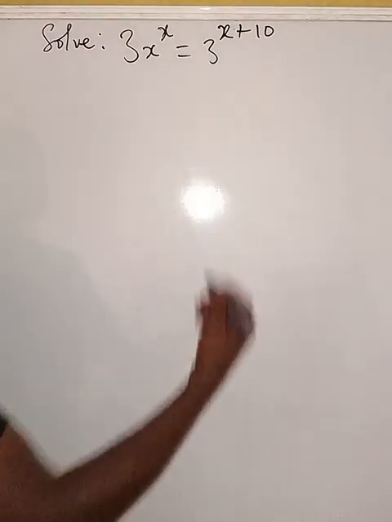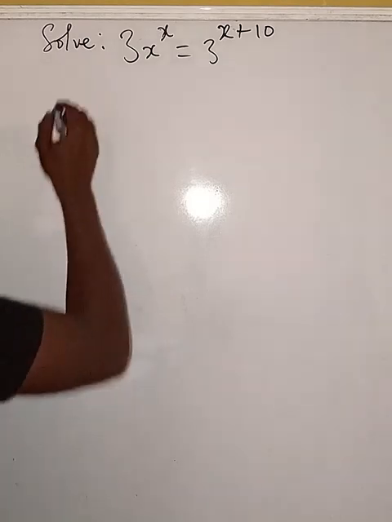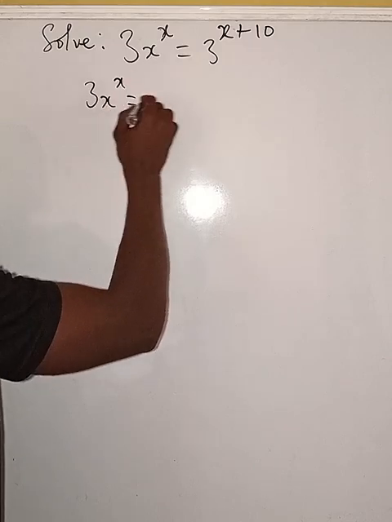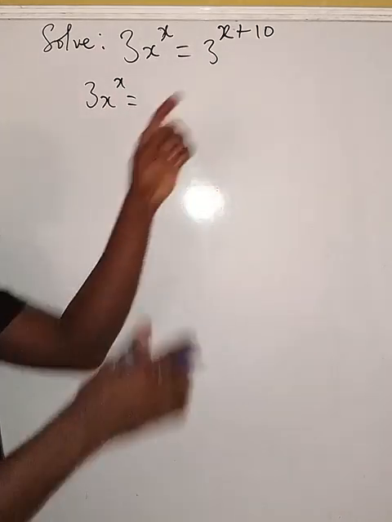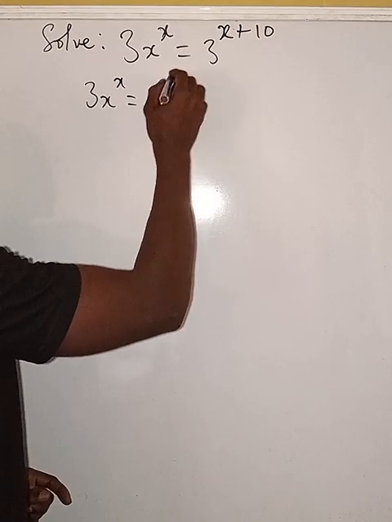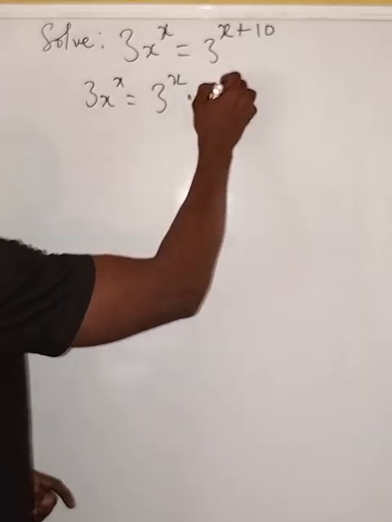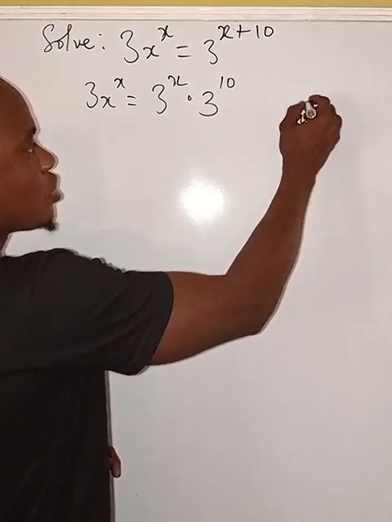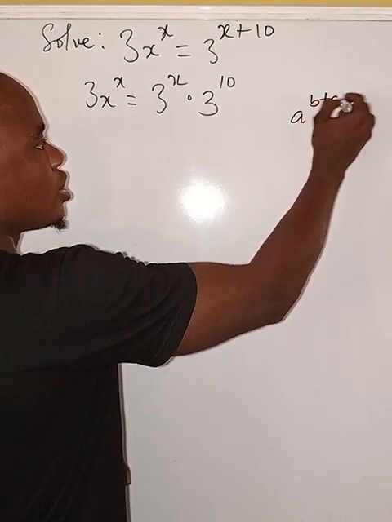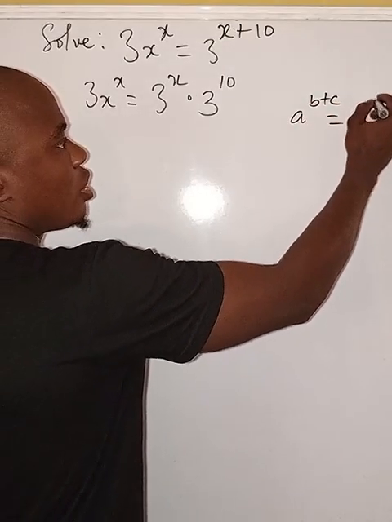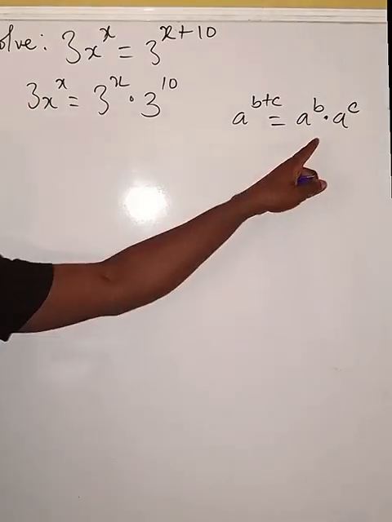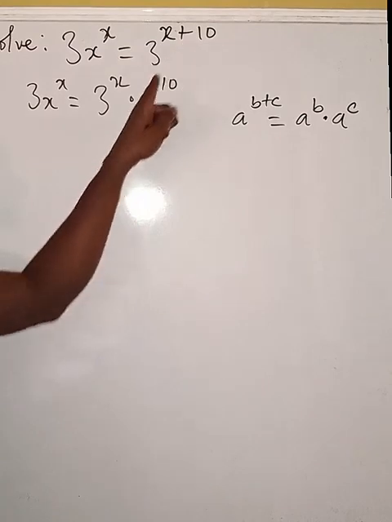So now from here, I can have this to be 3x to the power of x. Then the right hand side can be split as 3 to the power of x multiplied by 3 to the power of 10. That is from the law of indices. When you have a to the power of b plus c, this can be split as a to the power of b multiplied by a to the power of c. That's what I did here.